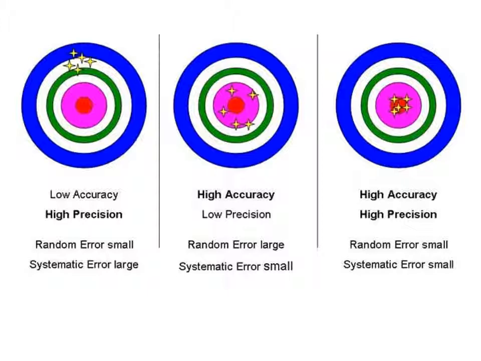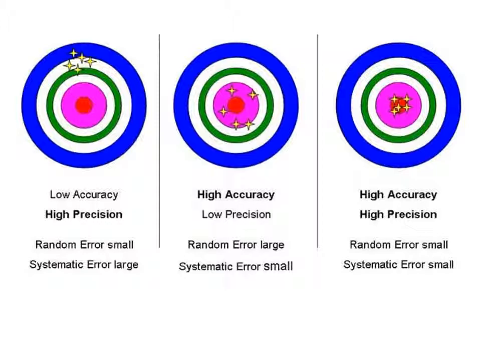So looking at the second cartoon, we have high accuracy, low precision, which means that your random error is large. So you're getting around the value with some range, but your systematic error is small. And finally, the ideal, where we have high accuracy and high precision, where the random error is small, the values are very close together, and your systematic error is also very small because you're very close to the expected value.